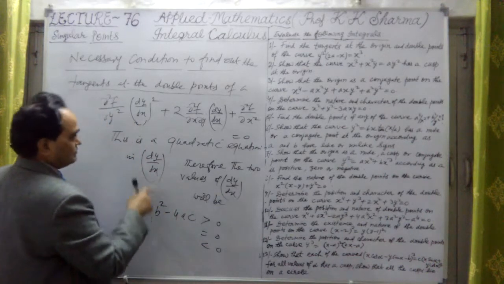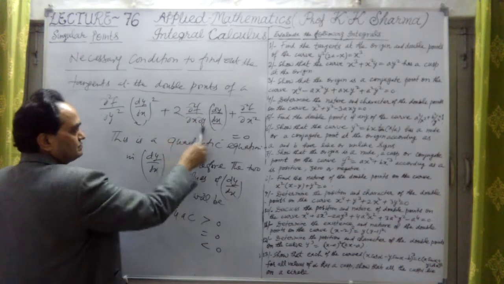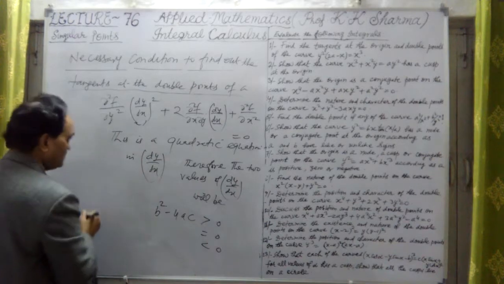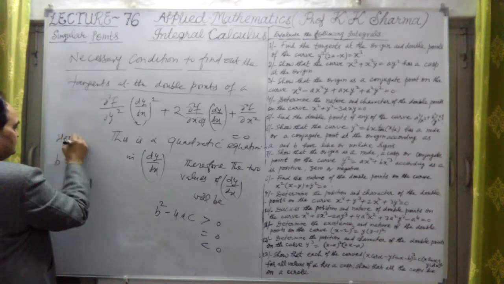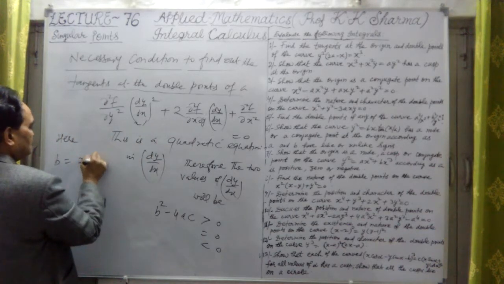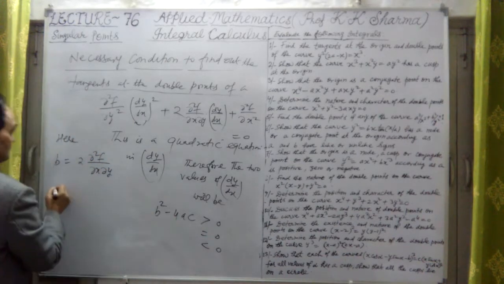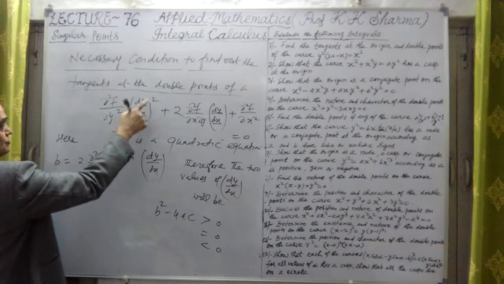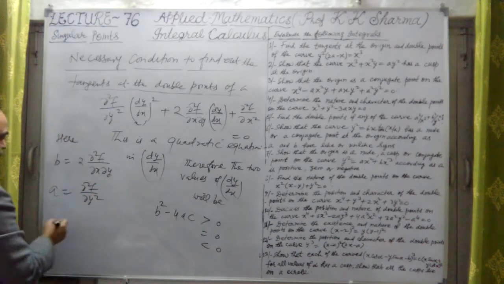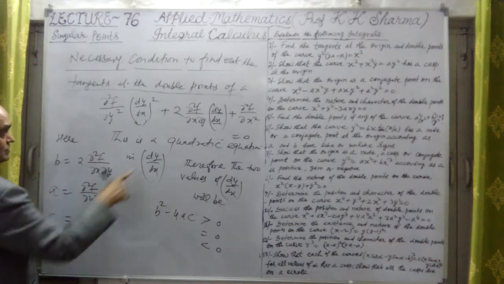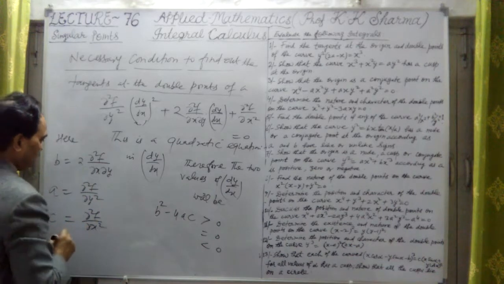What is b here? B is this middle term, the coefficient of d by dx. Here b is equal to twice del square f upon del x del y. What is a here? The coefficient of this d by dx whole square, this is del square f upon del y square. And what is c here? C is this last one, del square f upon del x square.